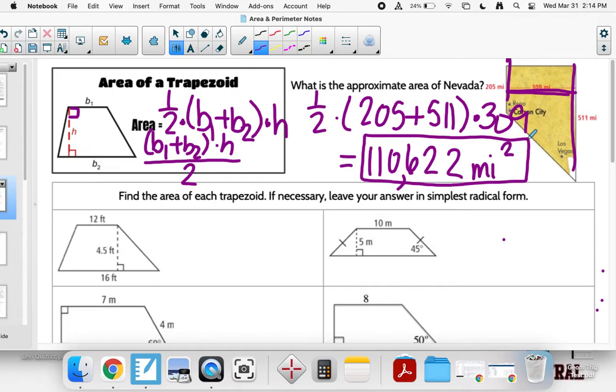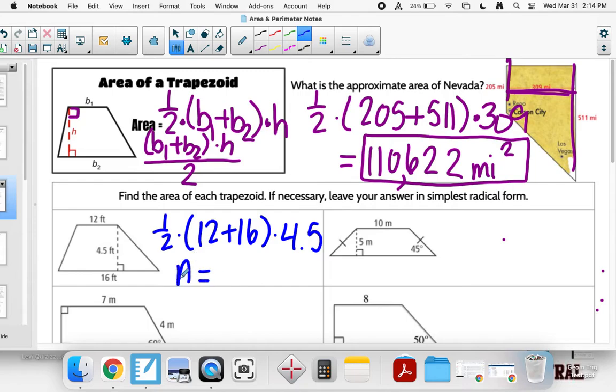Okay. Here, what are the two numbers for my bases? 16 and 12, and then what's my height? 4.5. So I got 1/2 times our bases added together times by our height. You get 63. Good. What's my label? 63 what? Feet squared. Good.